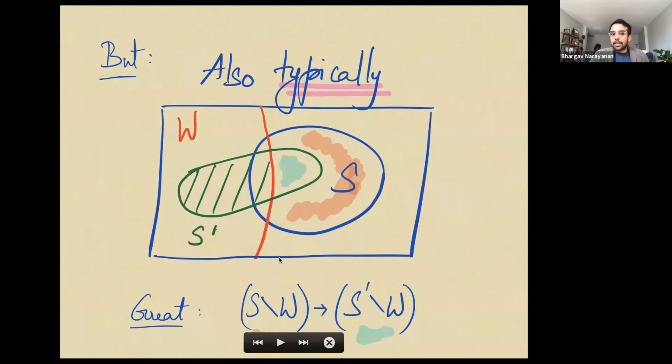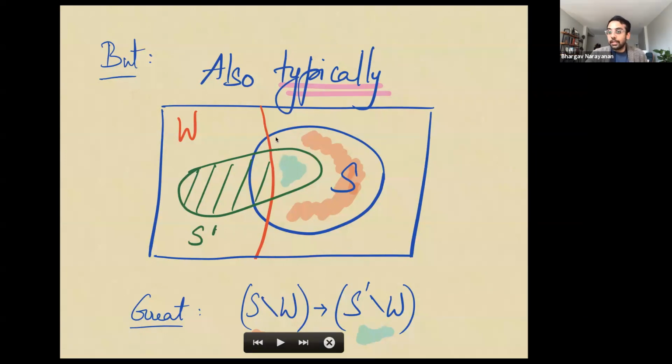Because once you've taken this random bite W, there's no reason to ever try and find S minus W in the rest of the random set that you build up, right? Because you might as well just find S prime minus W. It's a strict subset, smaller, so you might as well try and find that guy. And that's what one does.